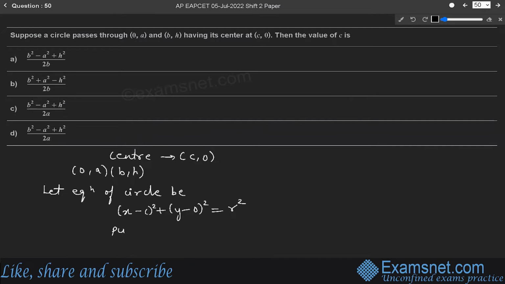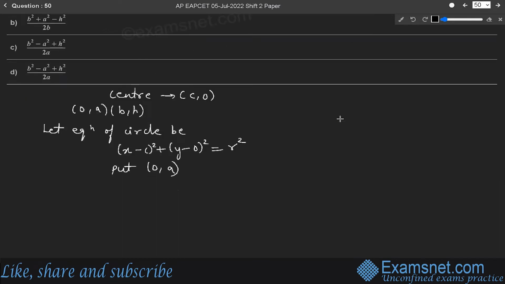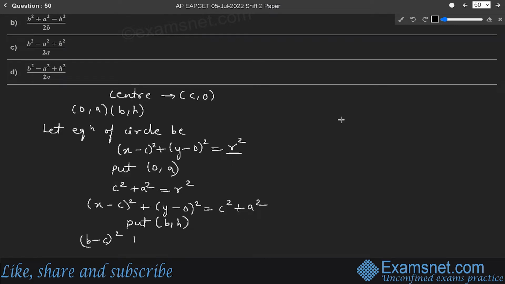Now, put the point (0, A), means x is equal to 0 and y is equal to A. It becomes c square plus a square is equal to r square. Again, the equation is (x minus c) whole square plus (y minus 0) whole square is equal to c square plus a square, because we know that r square is equal to c square plus a square. Now, on putting the point (b, h), it becomes (b minus c) whole square plus (h minus 0) whole square is equal to c square plus a square.